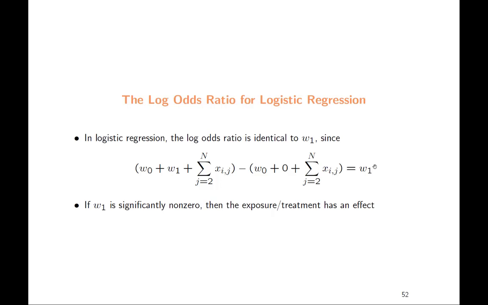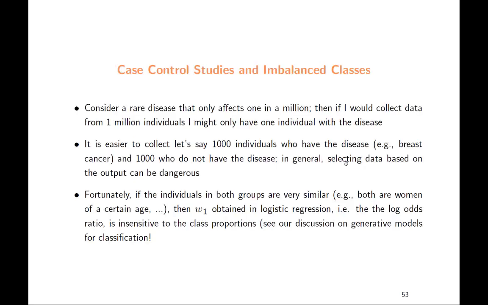That's why the log odds ratio is quite popular in analyzing medical data, because we also know that w1 is quite insensitive to a change in the class probability. So you don't have to take the data from a natural distribution, but you can select, let's say, 1,000 patients with the disease and 1,000 patients without the disease. You have to be careful. Normally you have to take the data from the natural distribution, but if you evaluate the logistic regression model and then look at w1, it is invariant to this change of the probabilities. That's why it's quite popular in medical analysis.